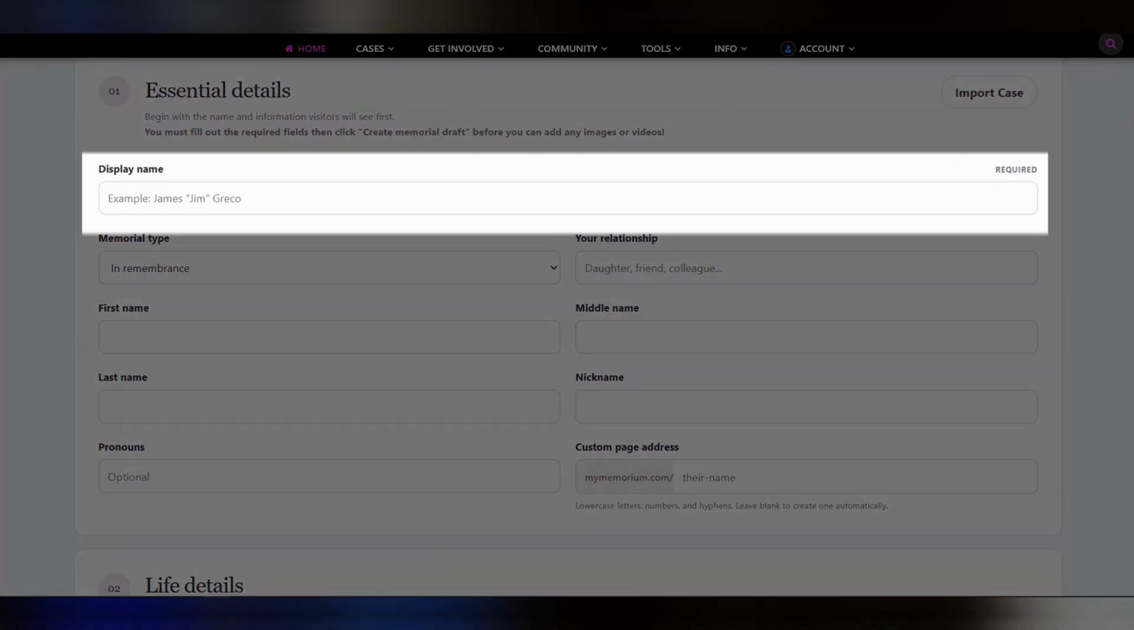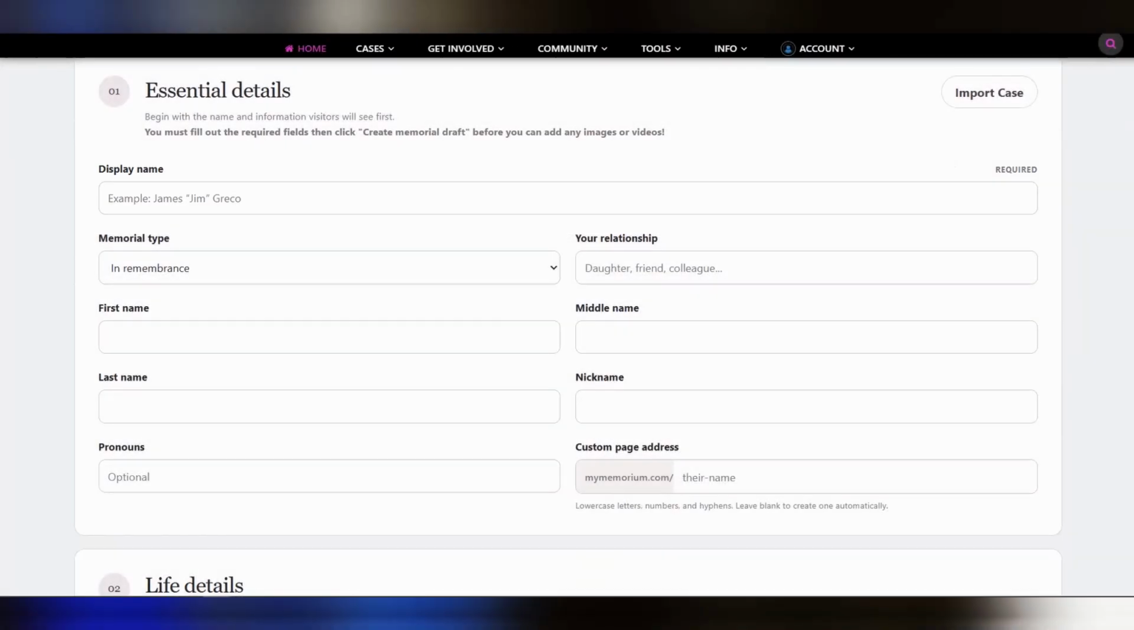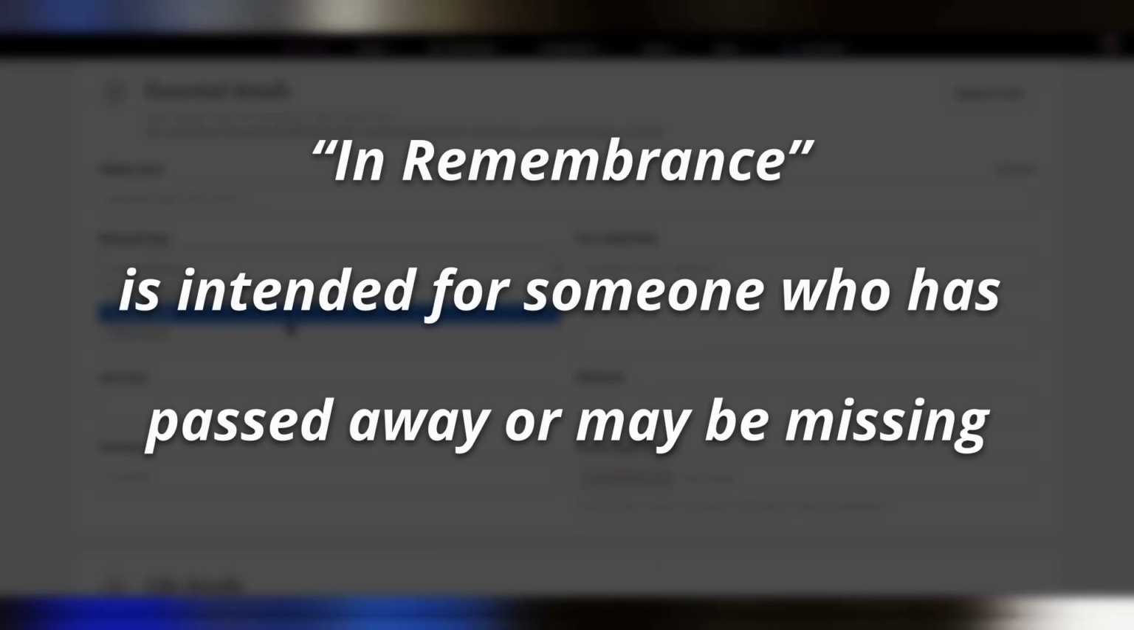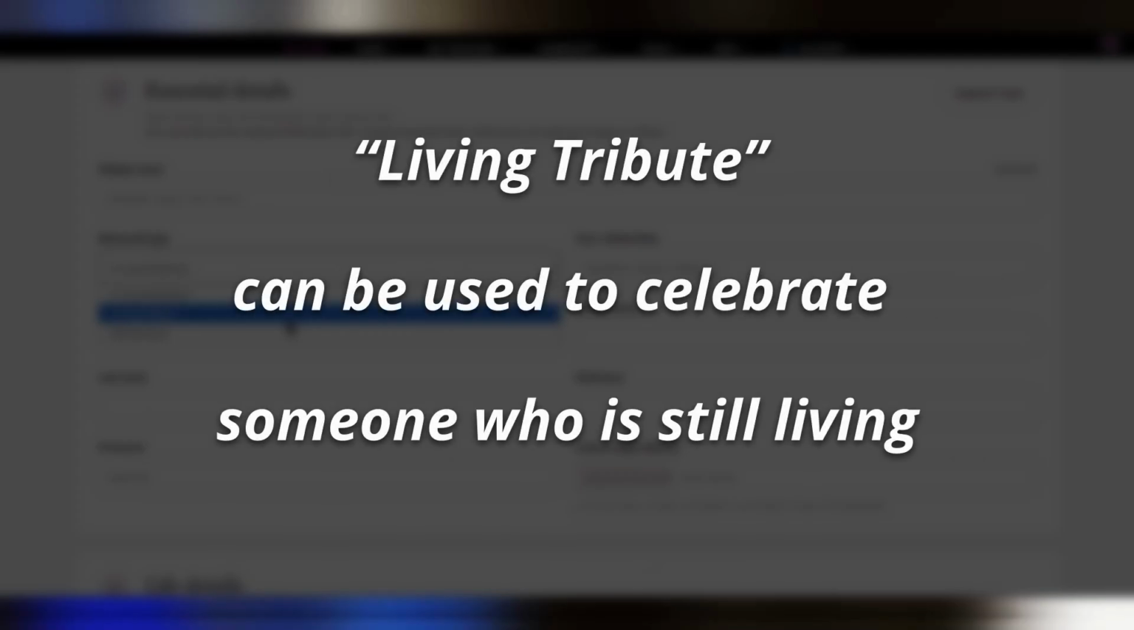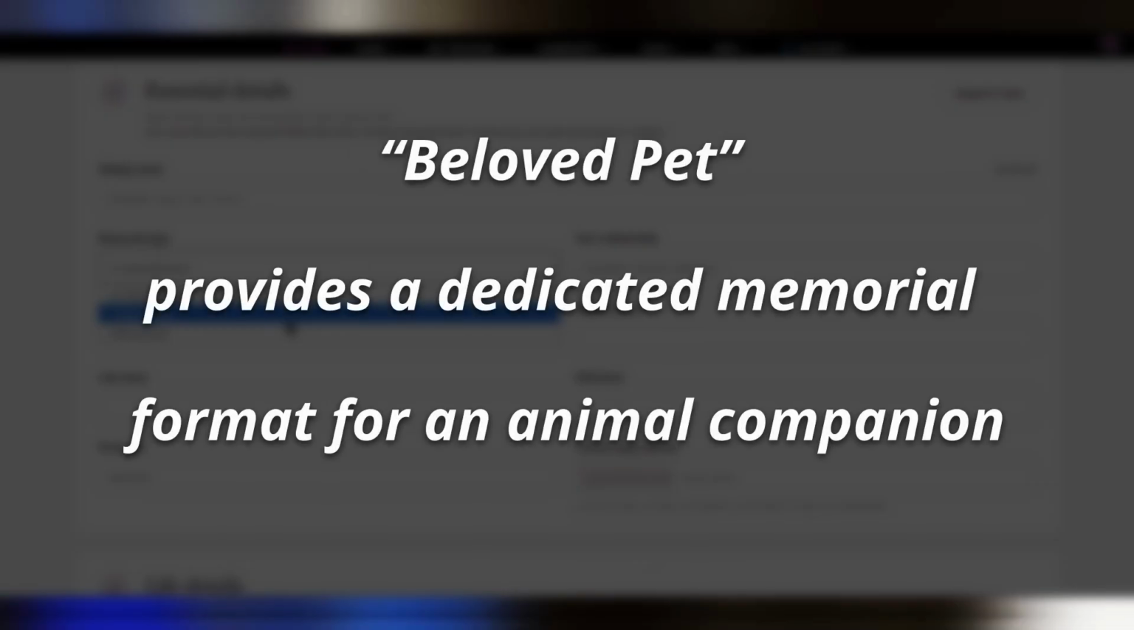Enter the display name exactly as you would like it to appear at the top of the public memorial. You can then select one of 3 memorial types. In Remembrance is intended for someone who has passed away or may be missing. Living Tribute can be used to celebrate someone who is still living. Beloved Pet provides a dedicated memorial format for an animal companion.